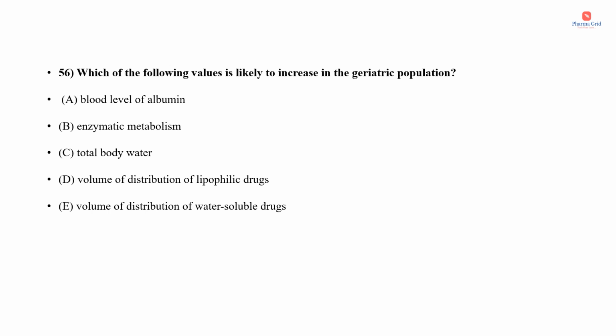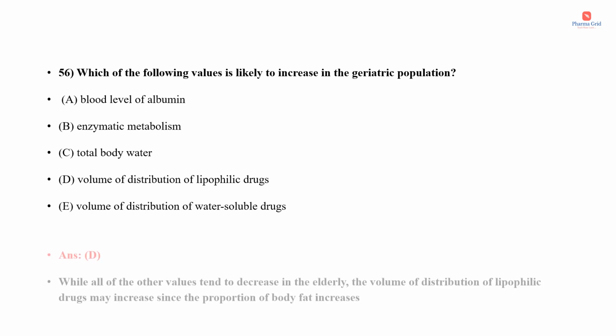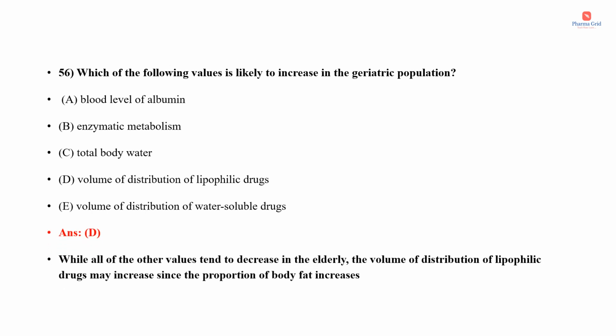The options are blood level of albumin, enzymatic metabolism, total body water, volume of distribution of lipophilic drugs, volume of distribution of water-soluble drugs. Here the correct answer is option D, that is, in the geriatric population, volume of distribution of lipophilic drugs will increase. While all of the other values tend to decrease in the elderly, the volume of distribution of lipophilic drugs may increase since the proportion of body fat increases.